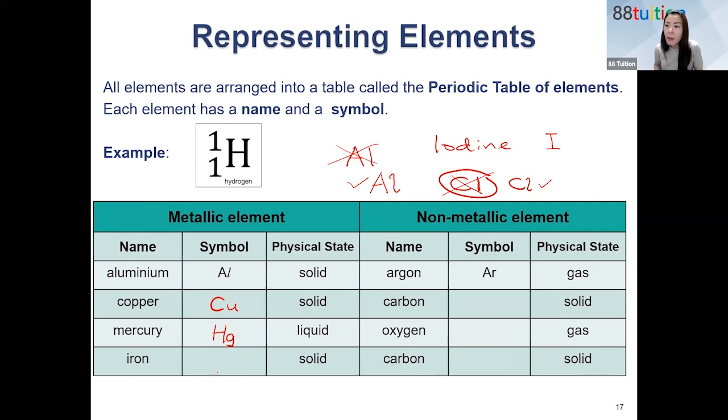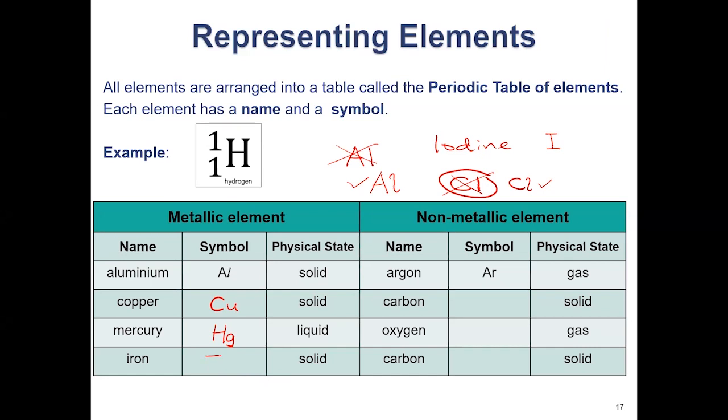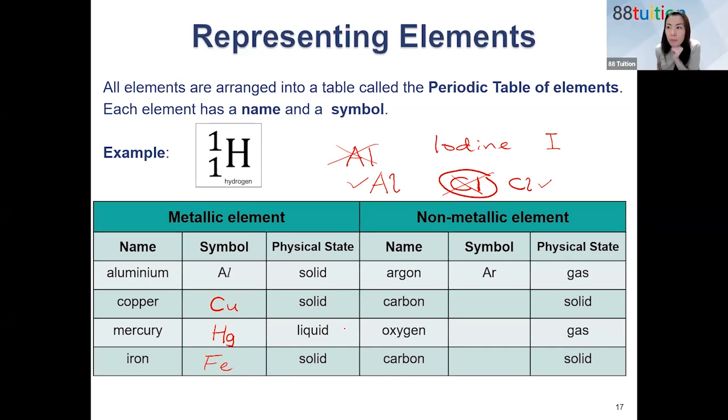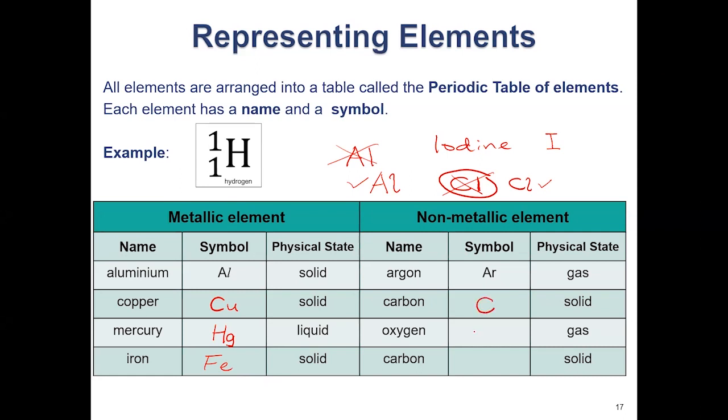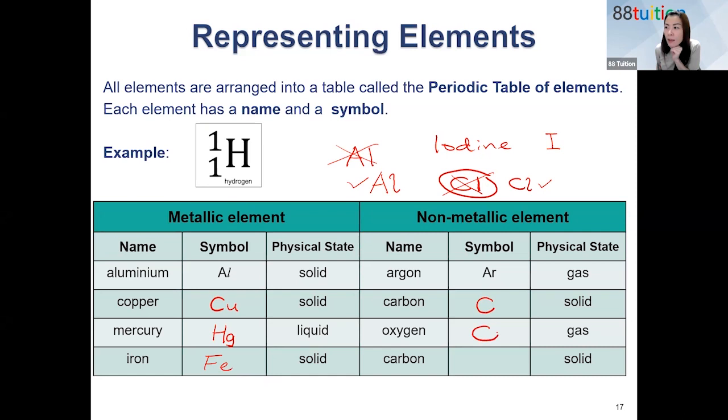Okay. How about iron? Aaron, can you find iron? Aaron is very quiet. Can you find iron? Tell me what's the symbol for iron? Fe. Capital F, small e. Good. Okay, can you find carbon? C. Okay. And then oxygen? O. Right. So this is a repeat, so I don't want to repeat.